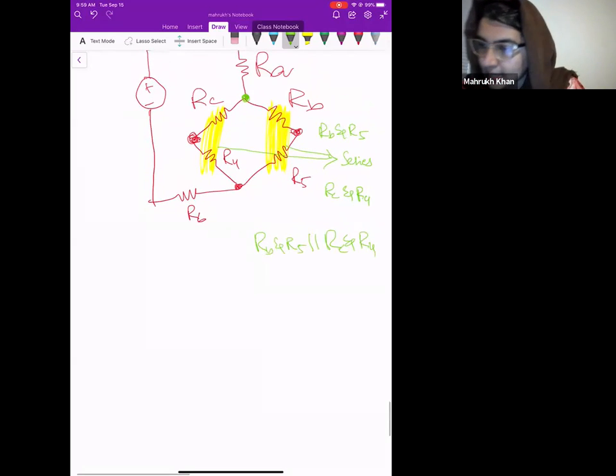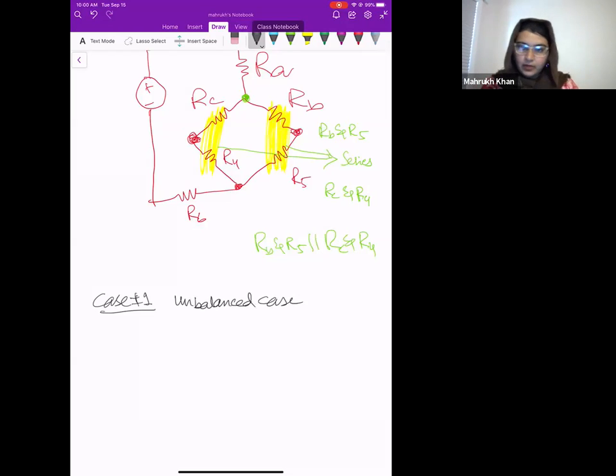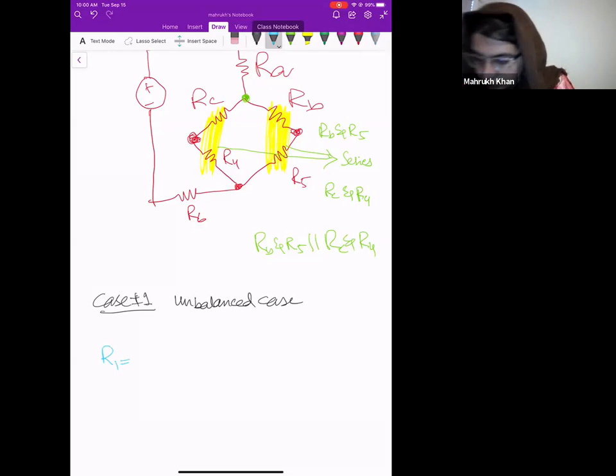we call this an unbalanced case. So scenario number one is when you have the unbalanced case, where your resistors are not equal, right? Okay. So in the unbalanced case, R1 is equal to RA, RB plus RB, RC plus RA, RC divided by RB.